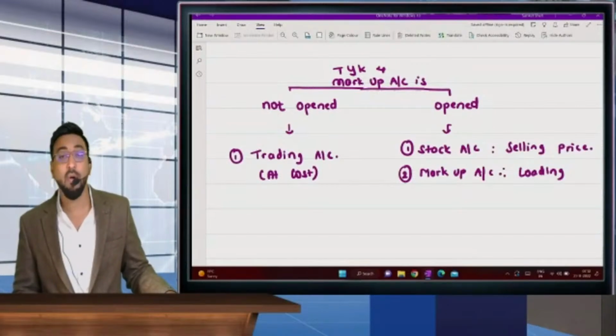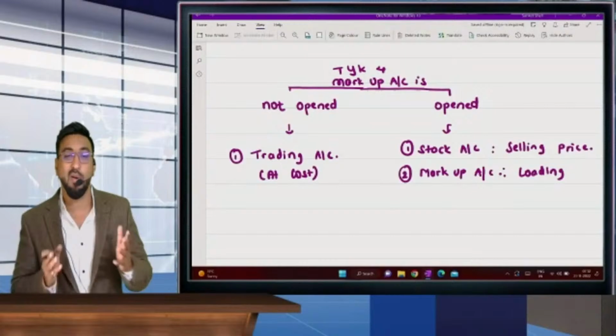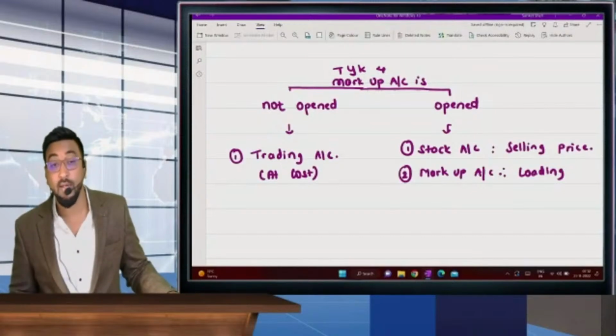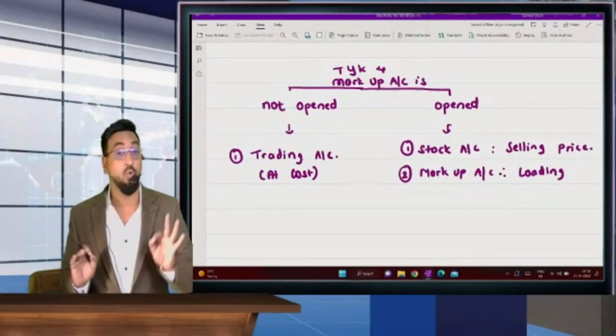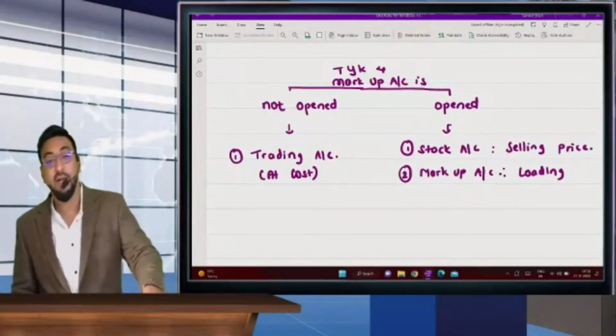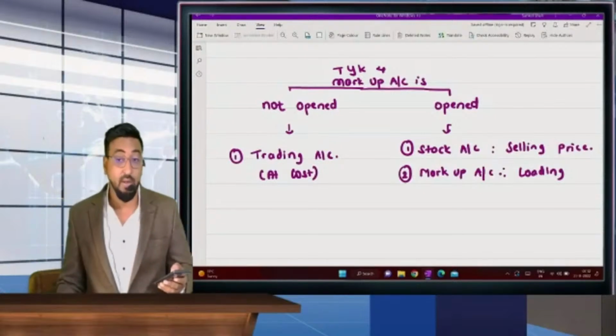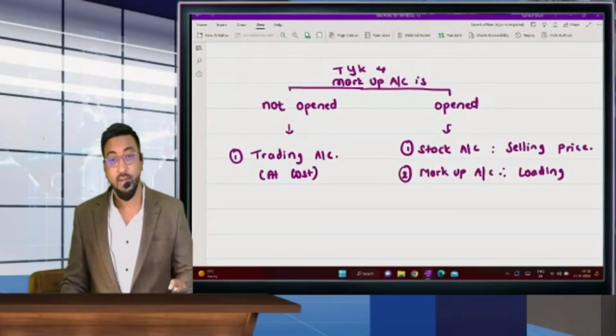यदि आपने मार्कअप अकाउंट नहीं ओपन किया तो हम वही करेंगे जो 11-12 से करते आ रहे हैं, that is a trading account. It's very simple, trading account you have to open. Otherwise आपको दो अकाउंट्स ओपन करने पड़ेंगे, मार्कअप अकाउंट और स्टॉक अकाउंट एट सेलिंग प्राइस.